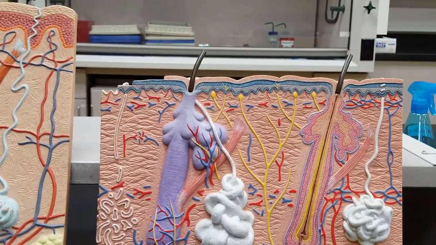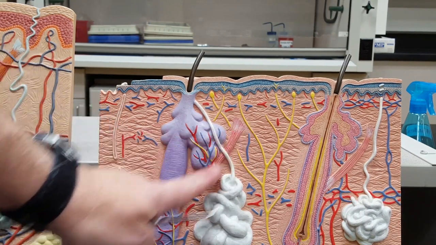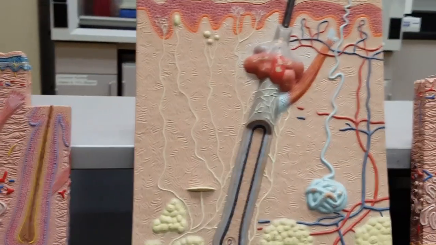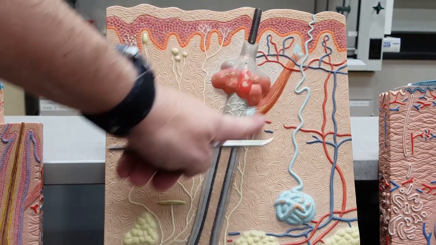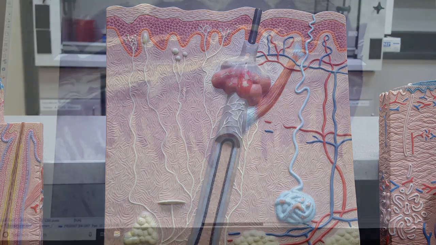Every model has at least one. Erector pili muscle. Hopefully very, very easy for you on any of these models. And again, I'll mix these models up, use them in the practice section, so you just have some different things to look at and answer in the practice section of this lab.